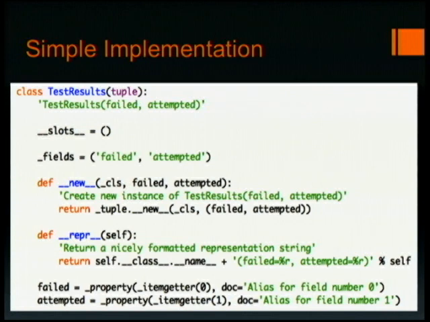Next line is a representation. And I think you can see from our previous example with the unit test or the doctest results that that representation is nice. It is much better to have than having a 0, 7. It's better to say this is a test result with failed 0 and attempted 8. Okay, and then the last lines are kind of cool. They're a little bit more advanced Python using property and itemgetter.